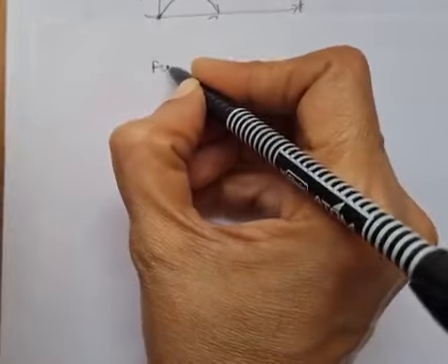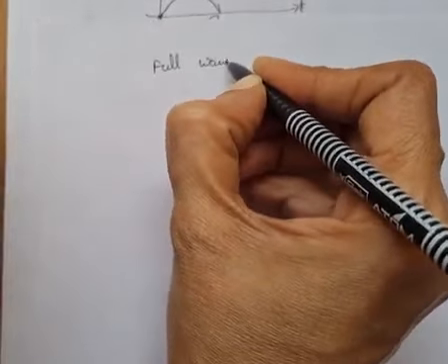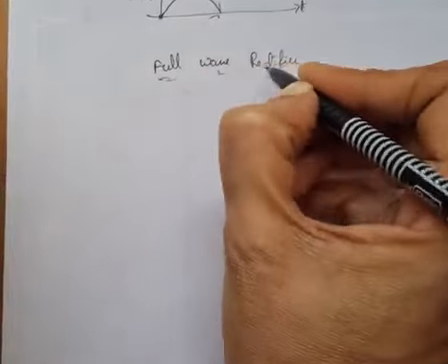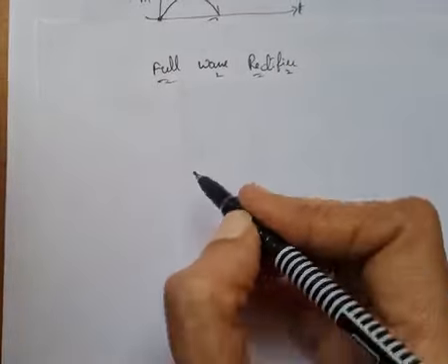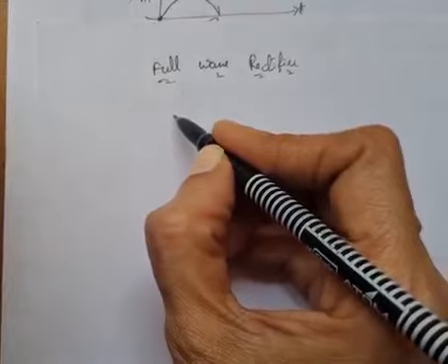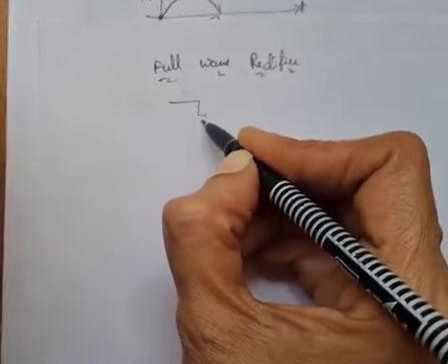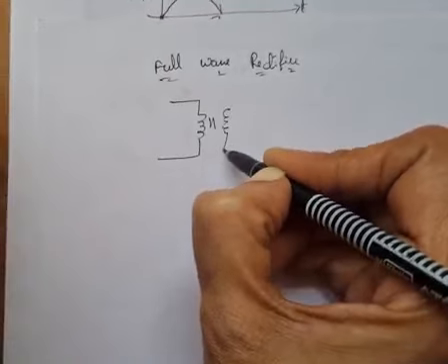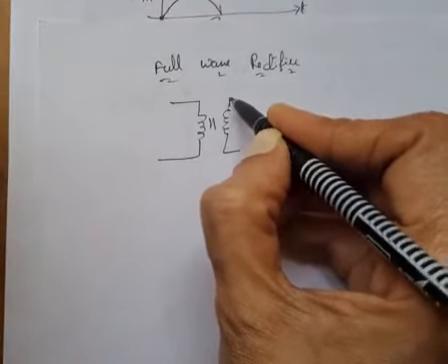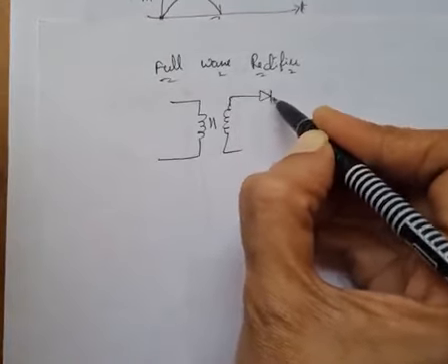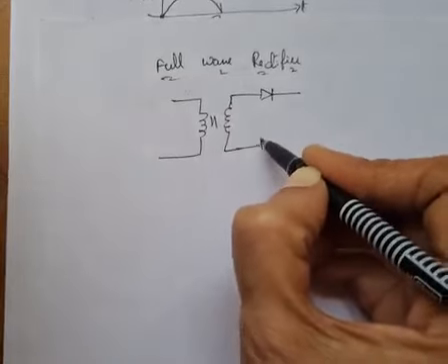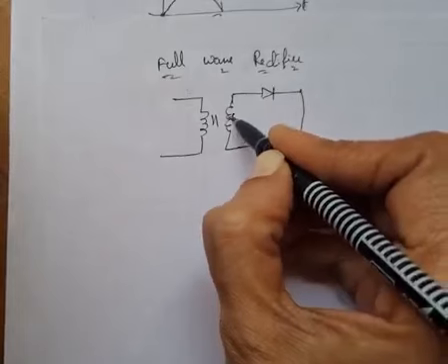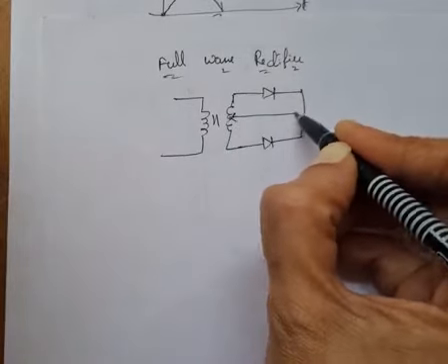Full wave rectifier. Same as the half wave rectifier, we have one circuit diagram. So here also we have AC, that means a transformer, but here the transformer is a center tap transformer. For full wave, we are taking two diodes, these two are connected, and the load is connected here.